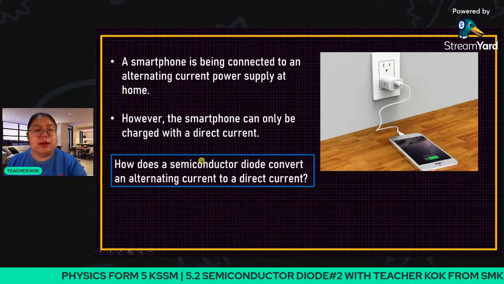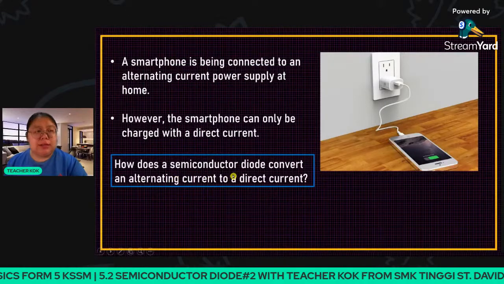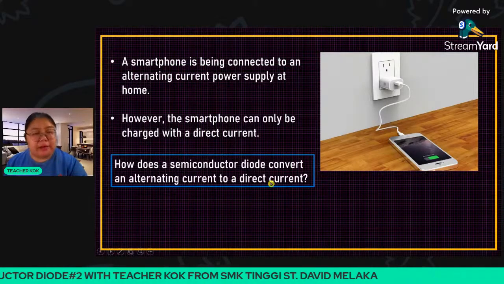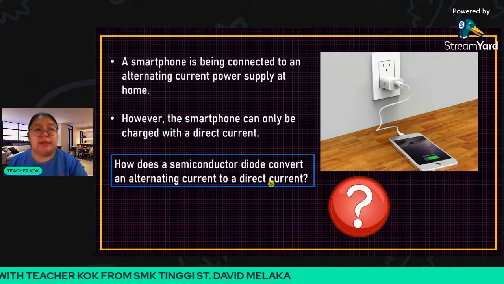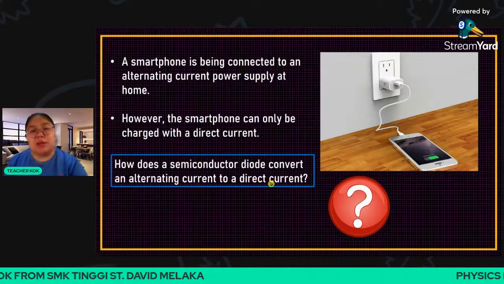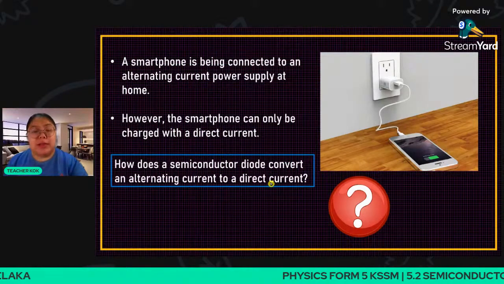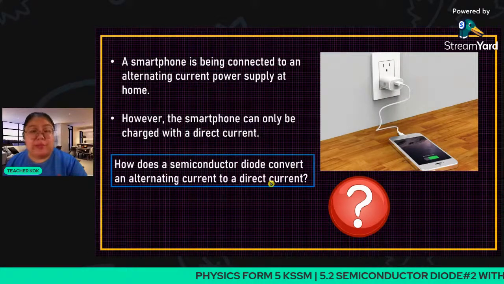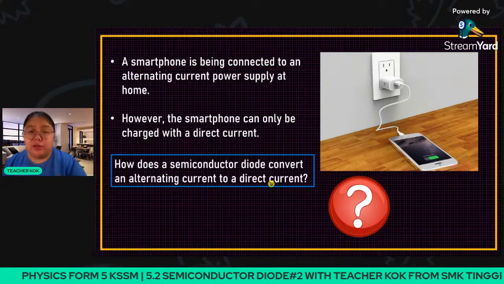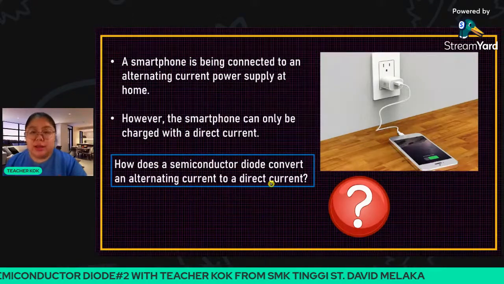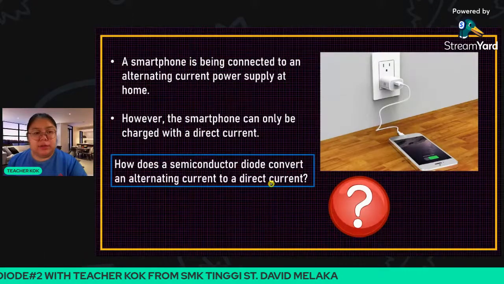So from here, how can a semiconductor diode convert alternating current to direct current? So this one is the second function for semiconductor diodes. Okay, the first one is they just let the current flow in one direction. The second function for semiconductor diode, they can convert alternating current to direct current. Okay, let me go to the following.